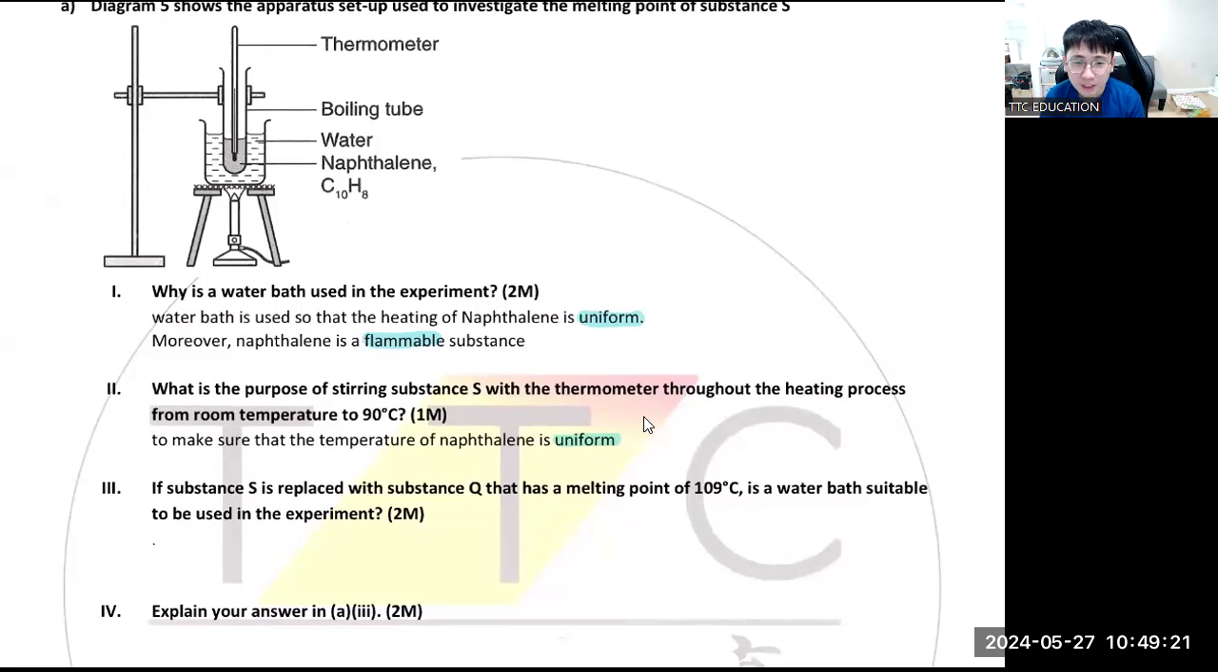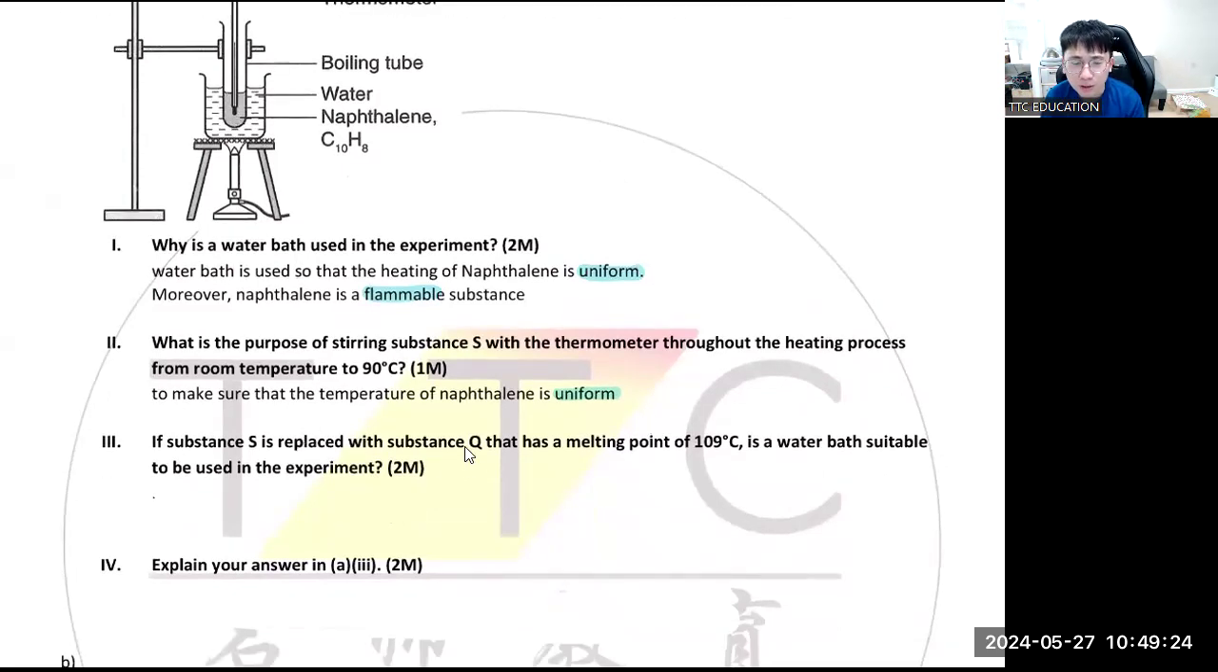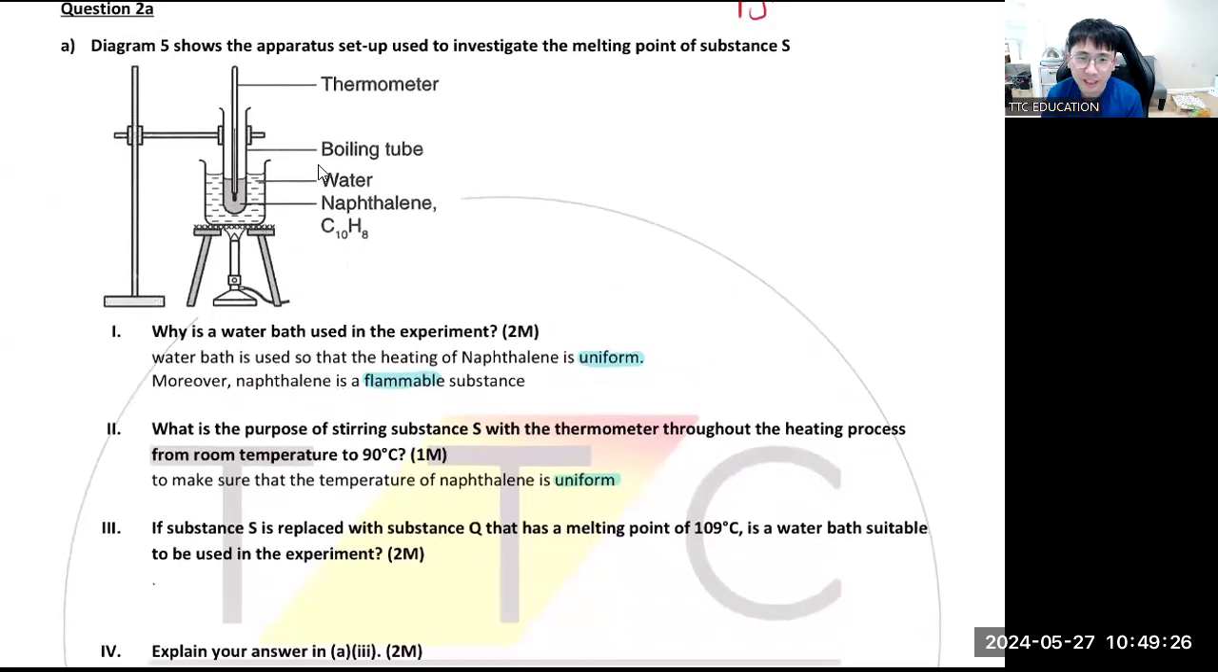Okay, now moving down. If substance S is replaced with Q, that has a melting point of 109. We don't even need to know what Q is, but they tell you the melting point is 109. Is a water bath suitable to be used? Cannot. Why? Because water can go up to 100 only. If you go over 100, what happens to water? It will boil and become water vapor, become steam. Then the steam cannot continue heating your chemical until 109. So at maximum 100, your water boils, and nothing continues to heat substance Q.